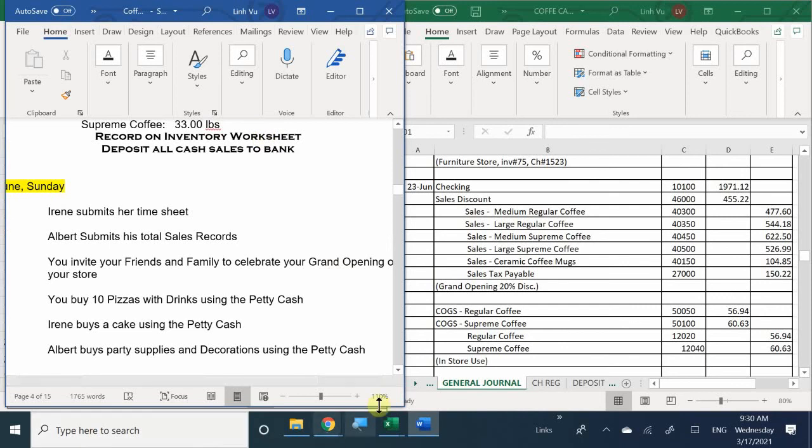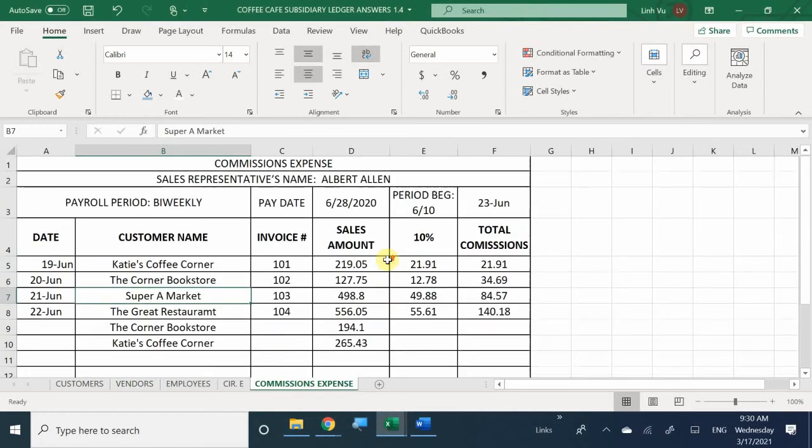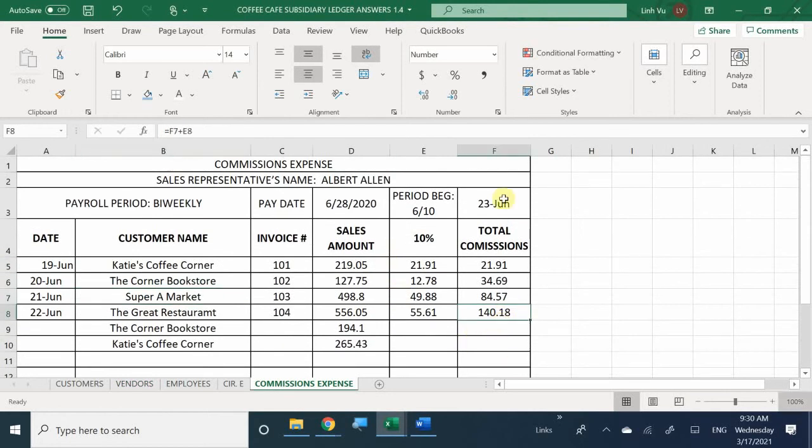What about Albert? You can just make a note that this is where we're going to stop, because sales must all be before the 23rd, right? So if today was the 23rd, any sale after that is going to be for the next paycheck. In this case, I'm going to highlight this so I know that this is what I owe him, $140.18, because he hasn't earned the other two yet. So his first paycheck is going to be written out for $140.18, for the first week.